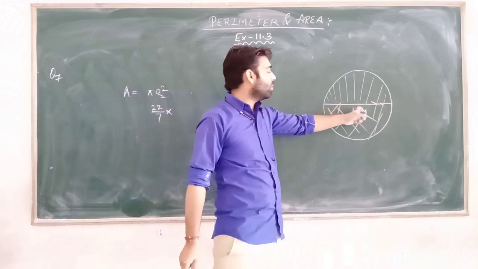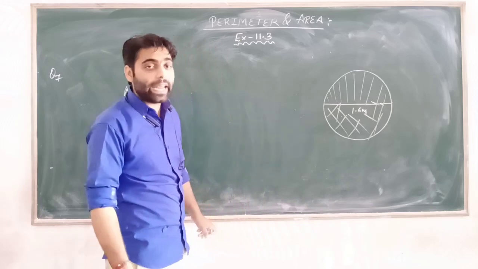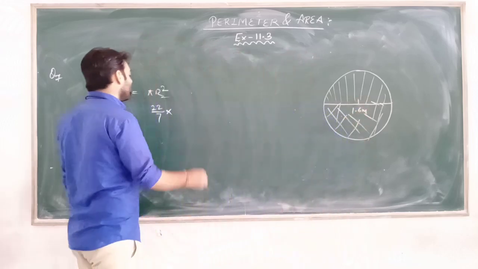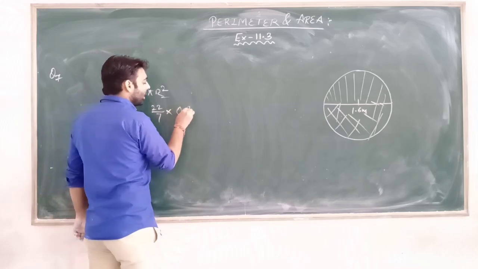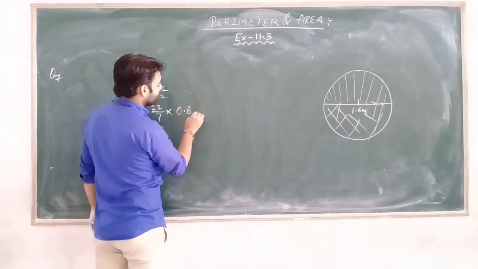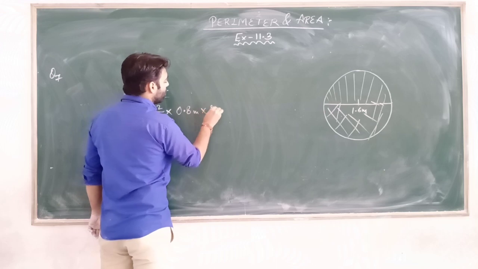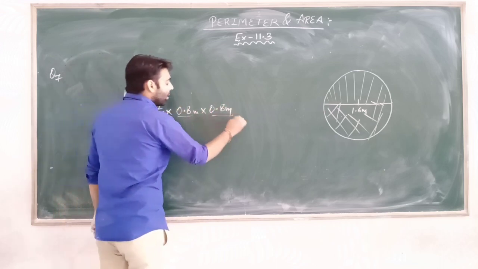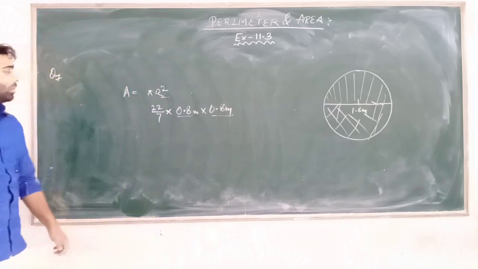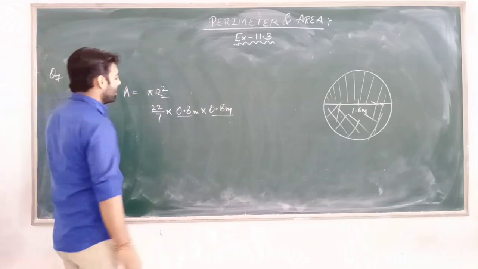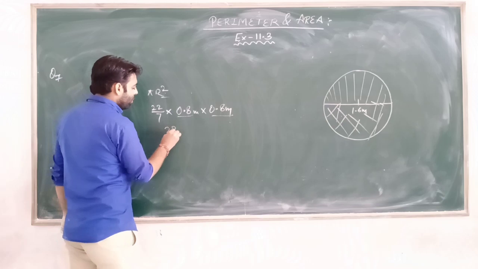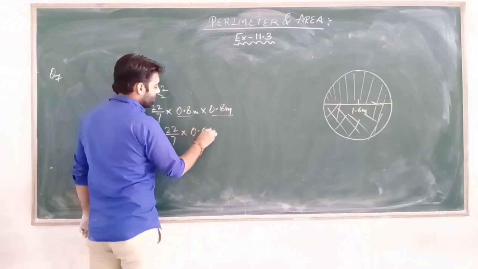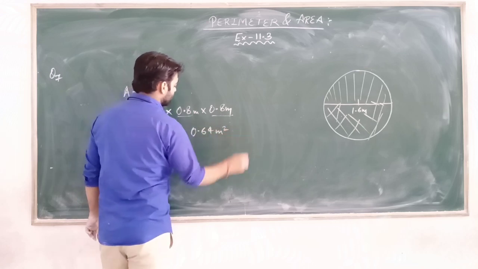r is equal to 0.8 because diameter is 1.6. Then the value of r will be equal to 0.8 meter into 0.8 meter, because r square means r into r. What will be the value? 22 upon 7 into 0.64 meter square.